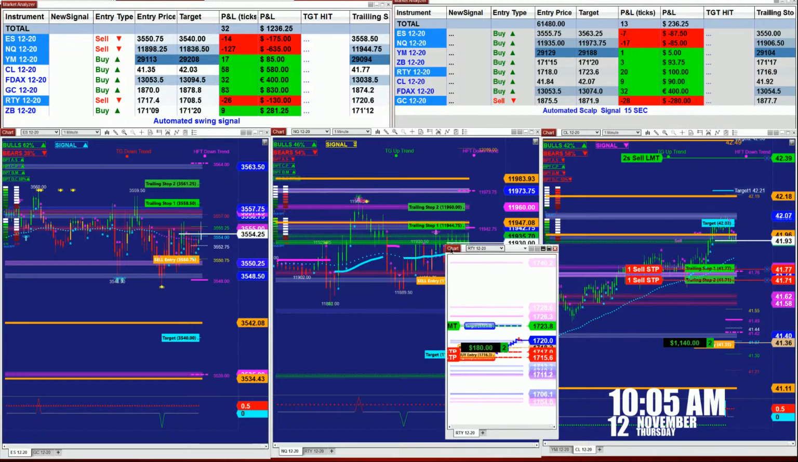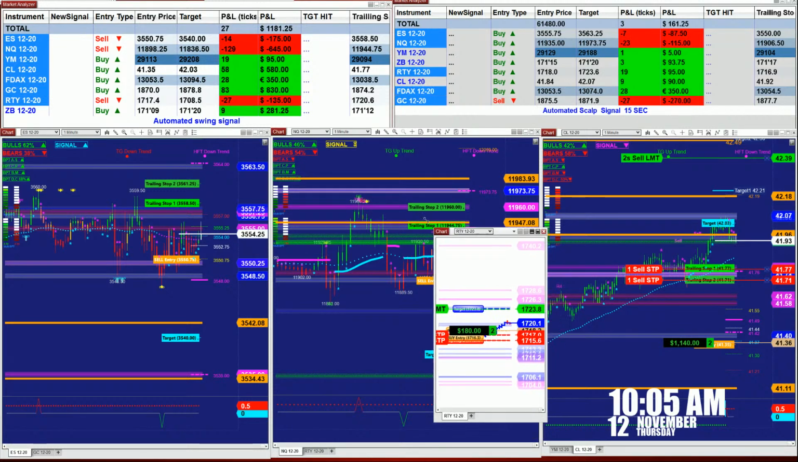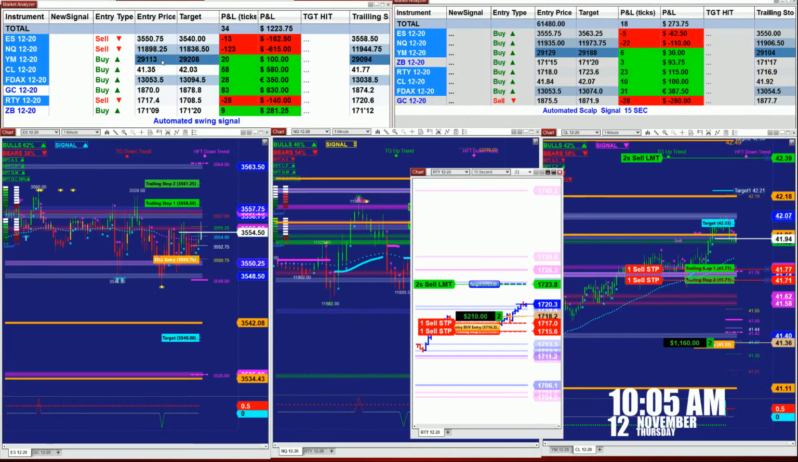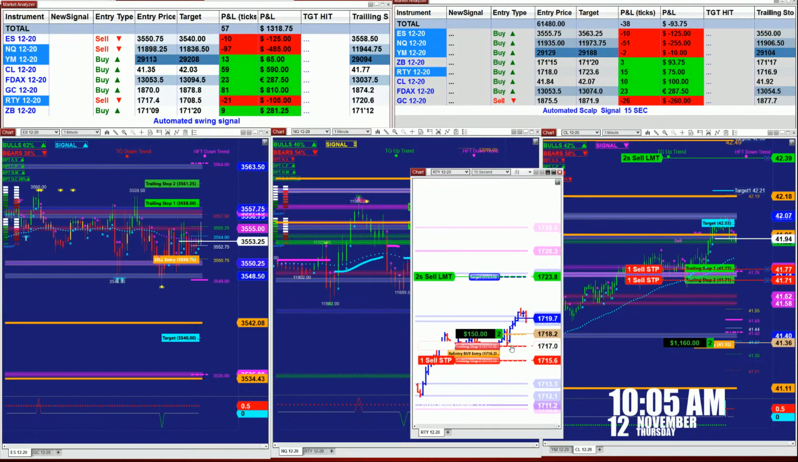And for the ones that just joined us, the blue charts are connected to the left upper corner. The left upper corner market analyzer is based on one contract. This is for the swing trading. On the right upper corner here, it says automated scalp signal 15 second, and this is the signal, 15 second. The difference between those two, like today, there is a lot of chop in the market.